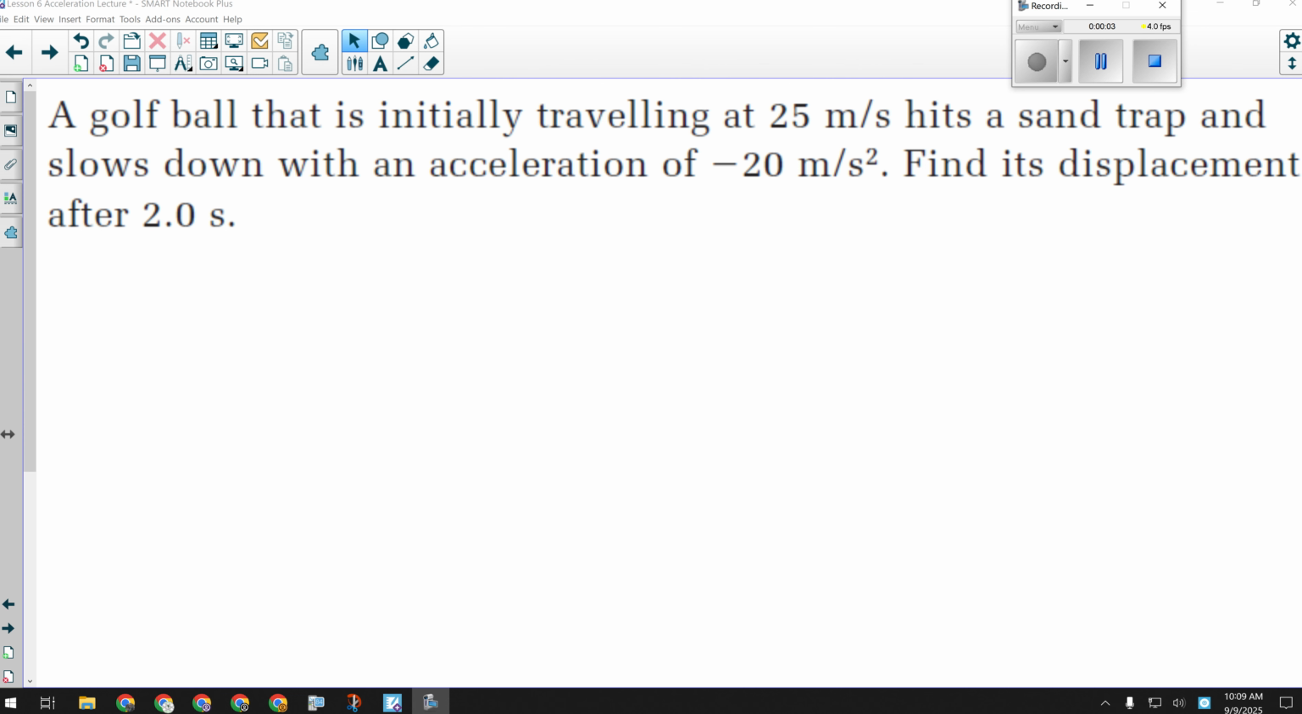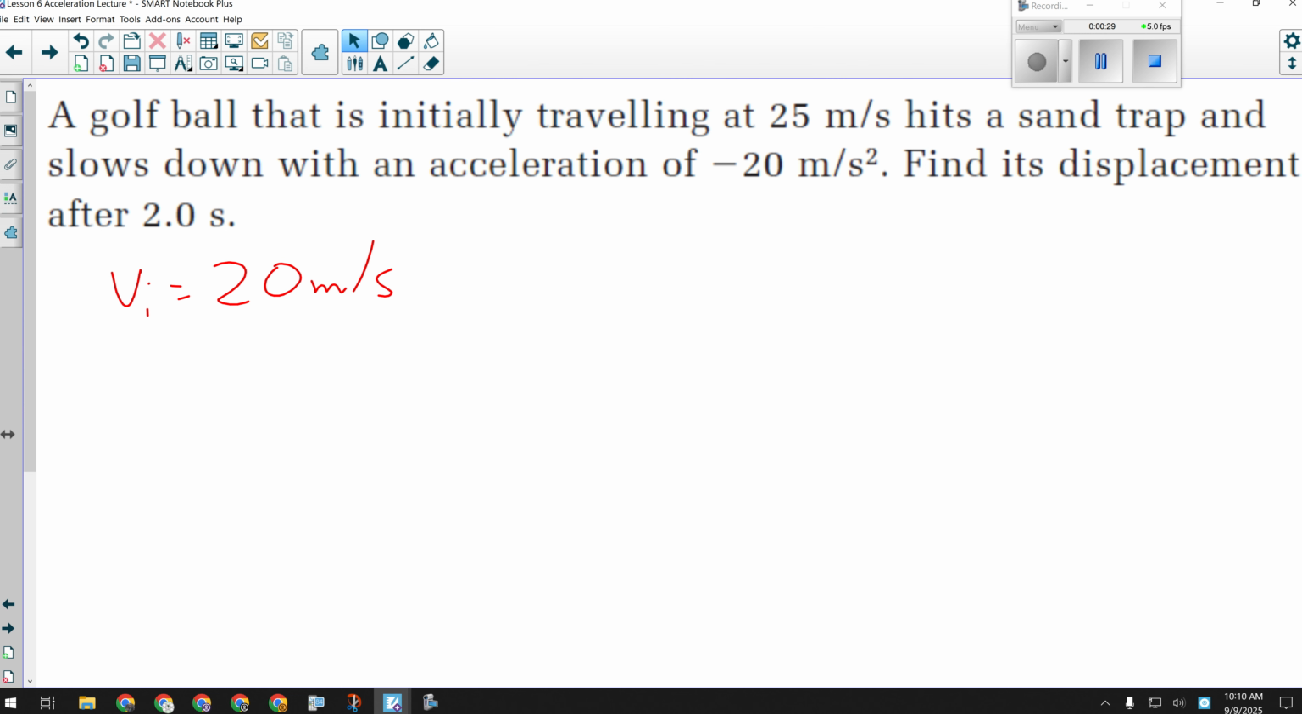Okay, let's have a look at this one, guys. So we got a golf ball that's initially traveling at 25 meters per second, okay? They give me a speed there, would you agree? I was never told the direction here, and that's okay, right? All I know is that VI is 20 meters per second, okay? It hits a sand trap and slows down with an acceleration of negative 20 meters per second.